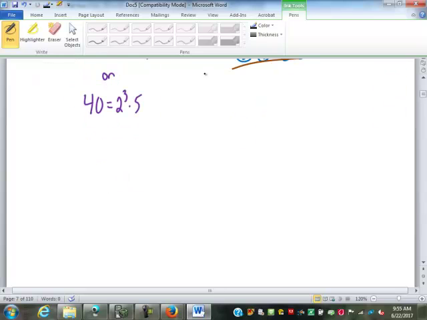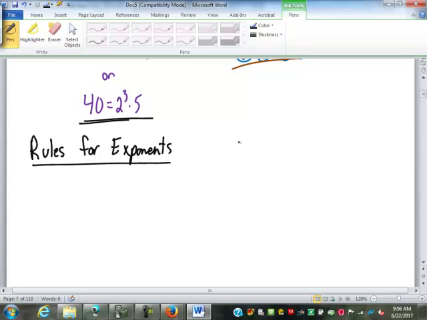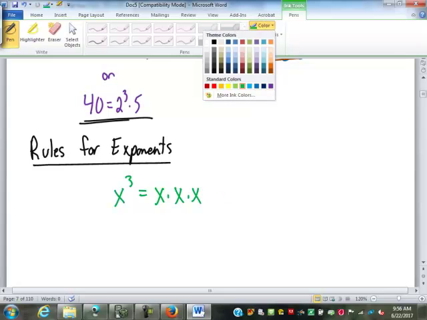So we used exponents here a little bit. I want to take a little bit of time here before we hit our break to talk about reviewing our rules of exponents. Of course, we know that x to the third means what? Perfect. X times x times x.